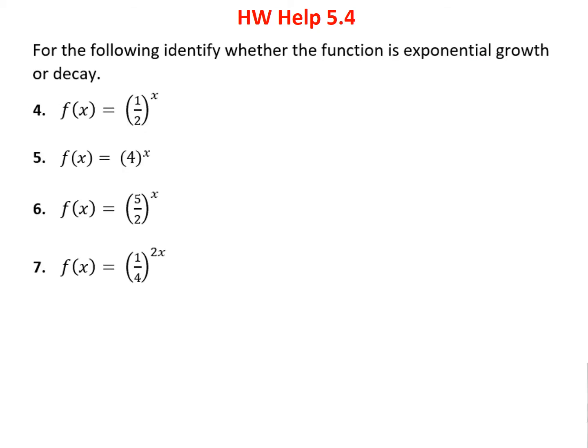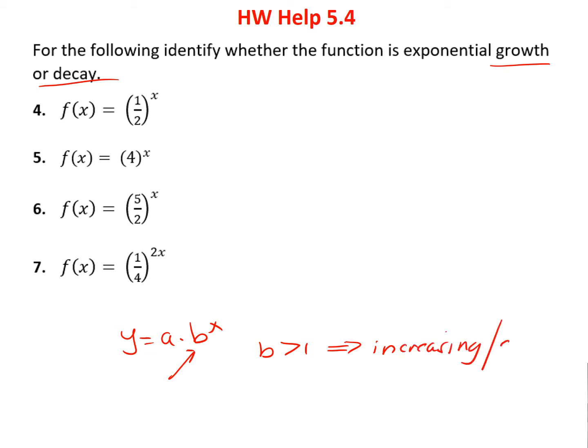As we look at 4, 5, 6, and 7, again, we're asking, is it growth or decay? And I remind you that in your typical exponential function, this is your factor, and if that factor b is greater than 1, then it is increasing, or we say that is growth. It's growing up. On the other hand, if it's less than 1, then this is decreasing, or we use the terminology decay.